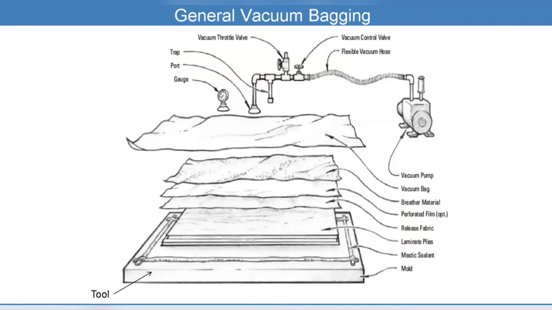We have the general vacuum bagging process, and this is old school. So you have the tool, you have the laminates, and then you have your release fabric, and then you have the breather material, which allows uniform application of pressure, and then you have your vacuum bag and the vacuum pump. This vacuum bag is sealed down on these edges, where you can see there's tape, usually double-sided tape. And then you pull the vacuum and ensure that the vacuum bag can hold the vacuum and that everything is well put together.